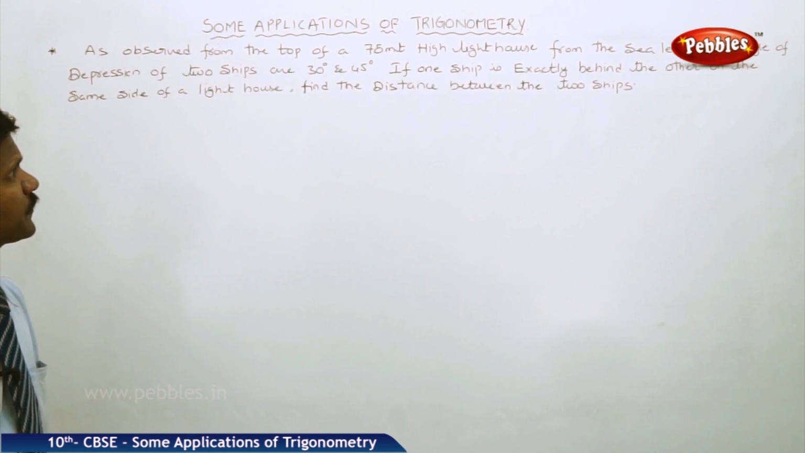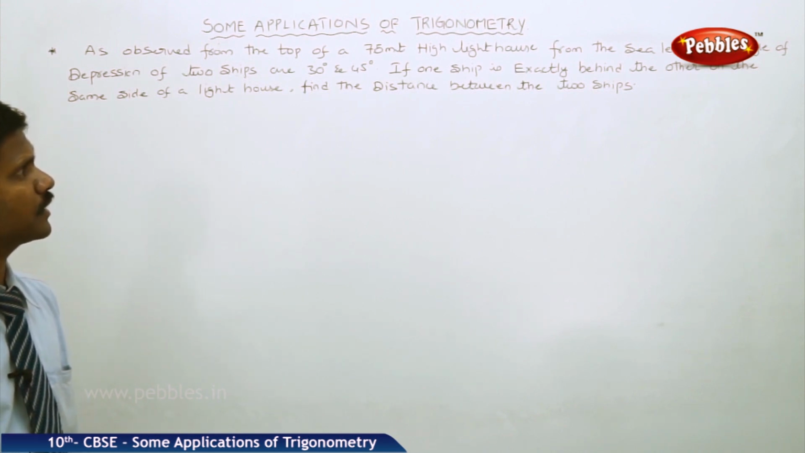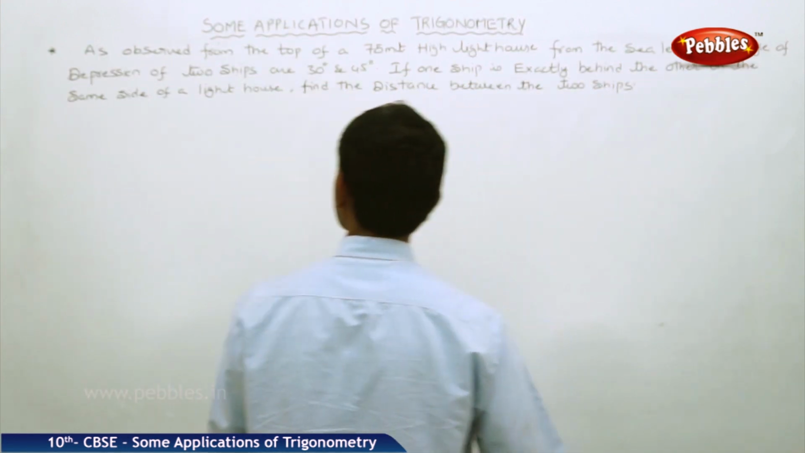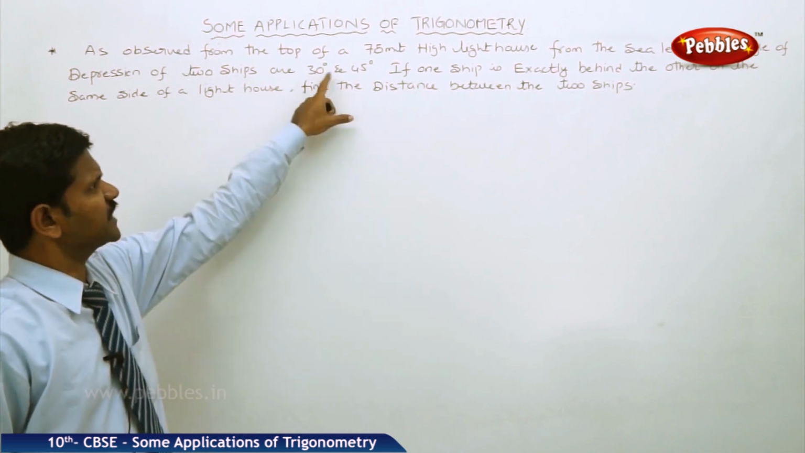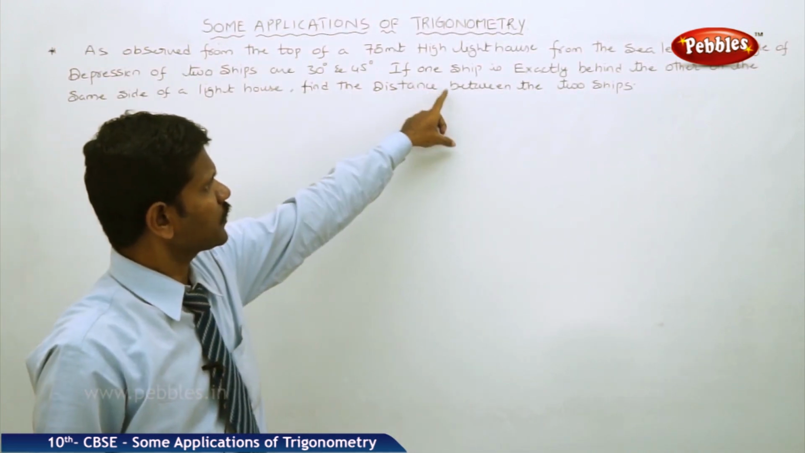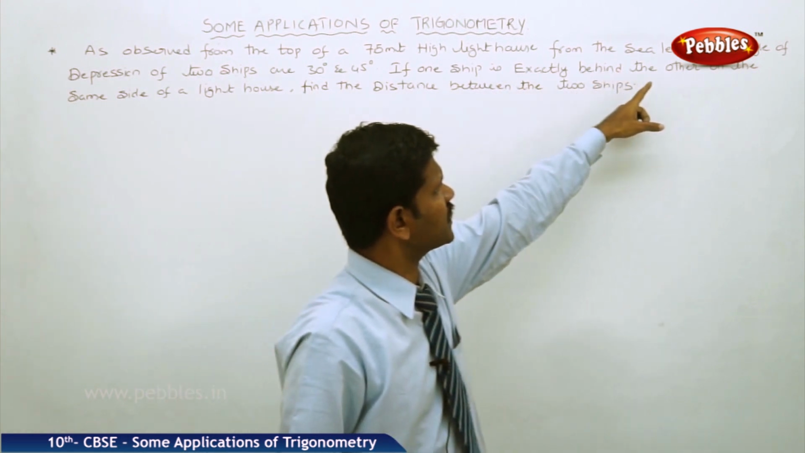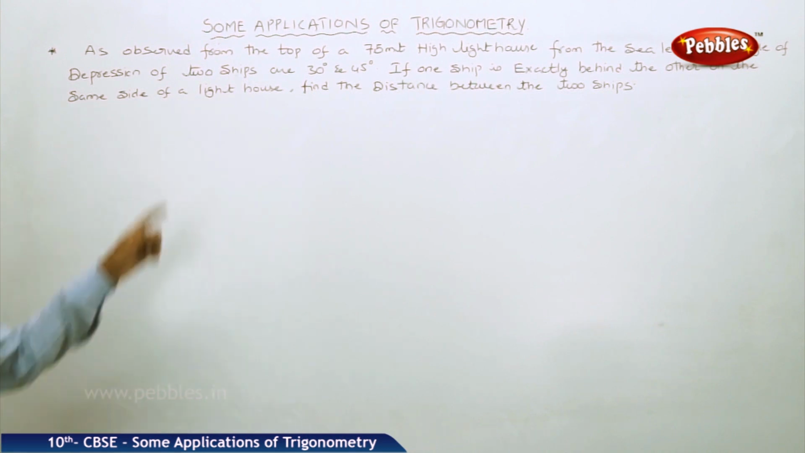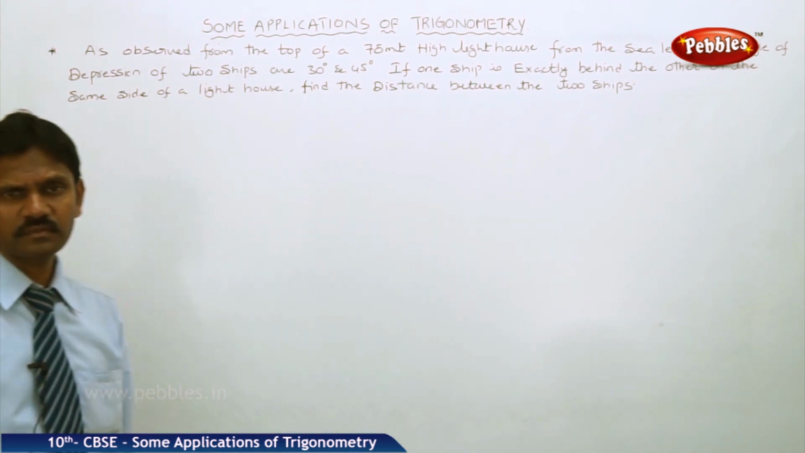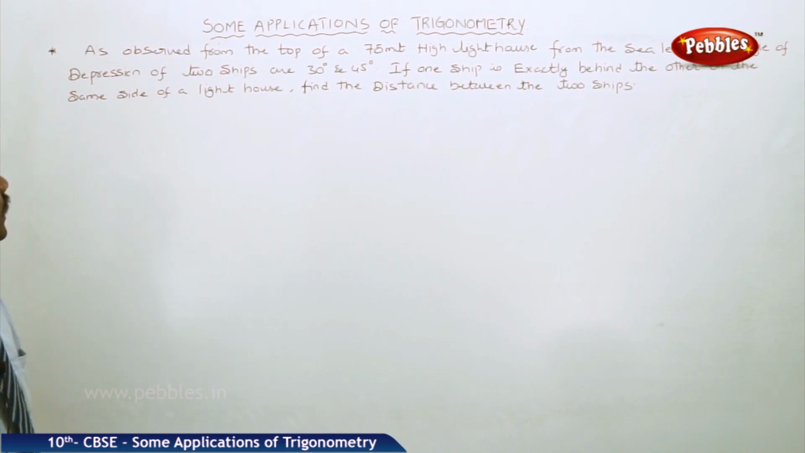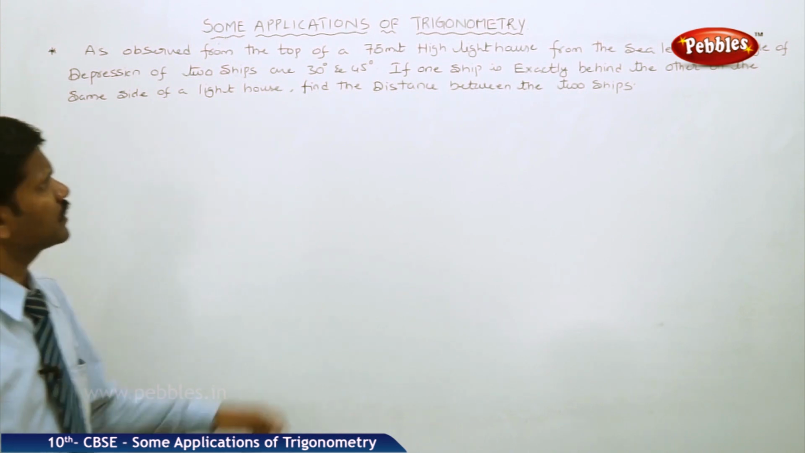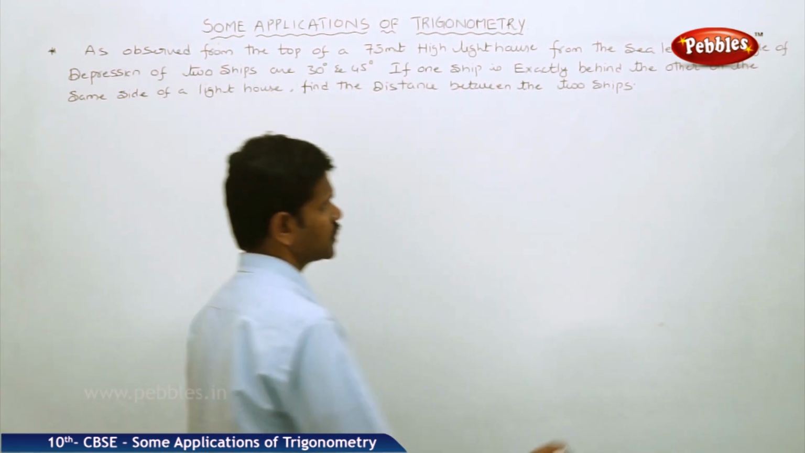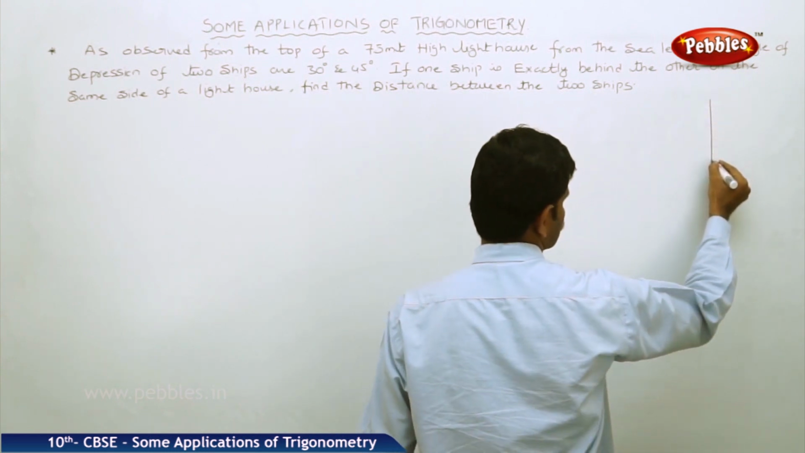As observed from the top of a 75 meters high lighthouse from the sea level, the angles of depression of two ships are 30 degrees and 45 degrees. If one ship is exactly behind the other on the same side of the lighthouse, find the distance between the two ships. Let us consider, as observed from the top of a 75 meters high lighthouse, that is the height of the lighthouse.